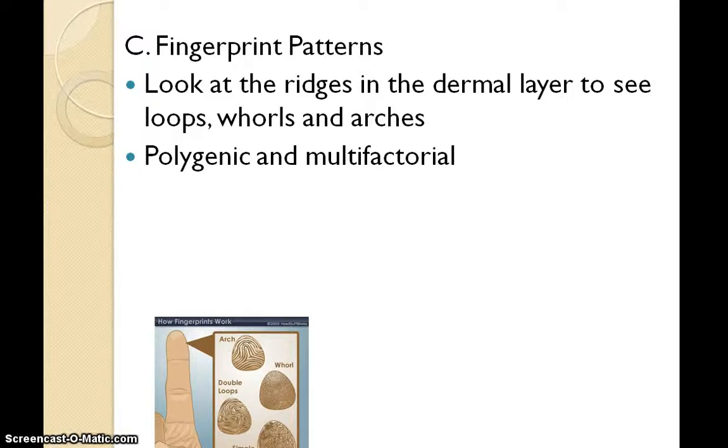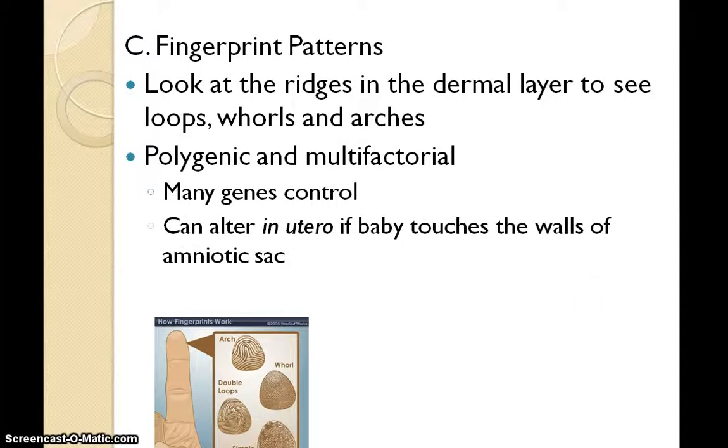And you may not have really realized that. They are polygenic because there are many genes that control them, and multifactorial because you can do things to your fingers to alter the fingerprint. In fact, in utero, if the baby, while it is still developing, touches the walls of the amniotic sac or another part of the body, they can smudge or change their fingerprints.